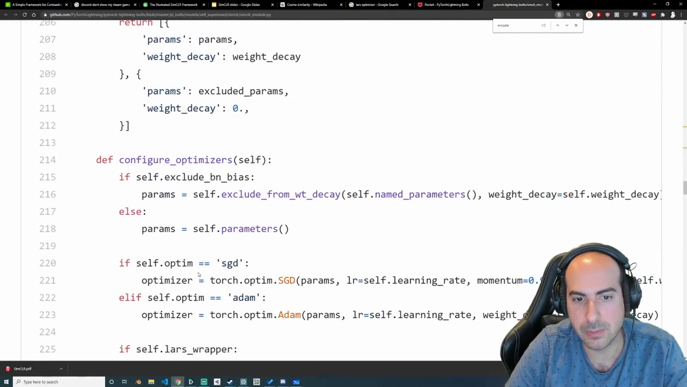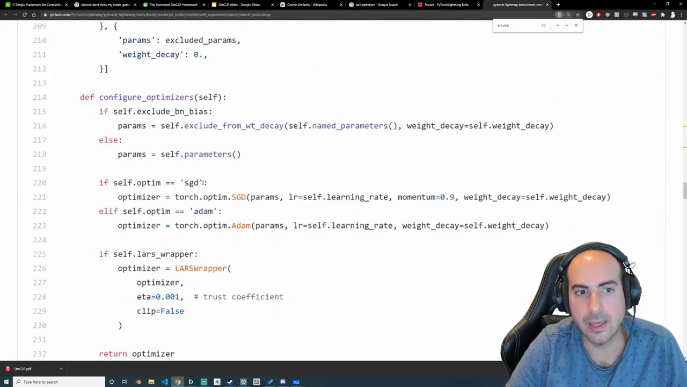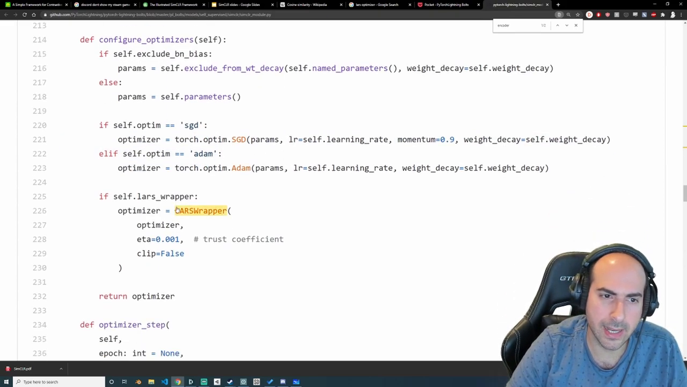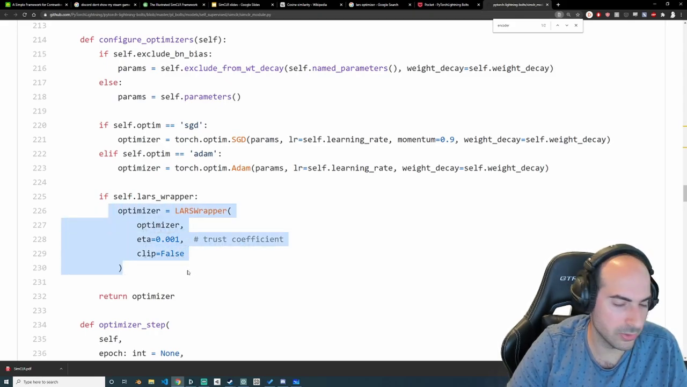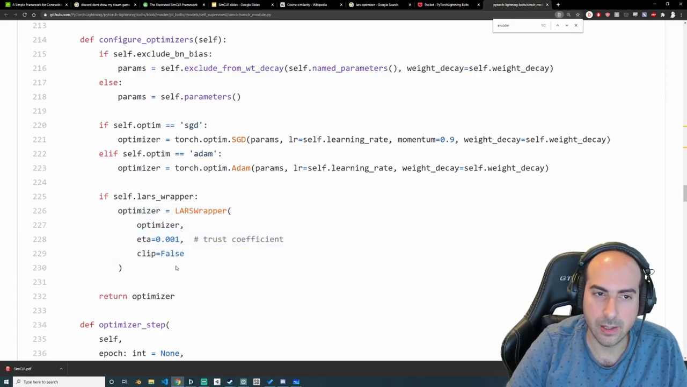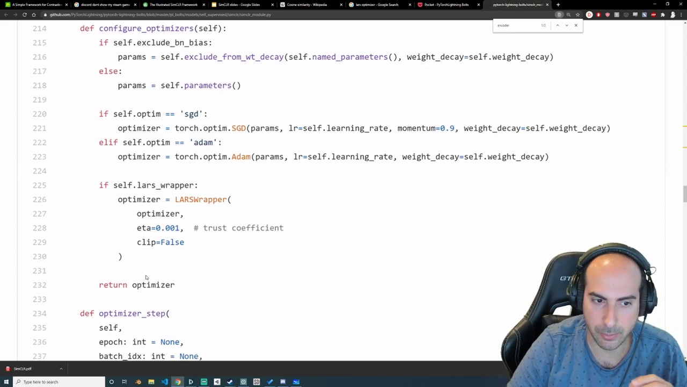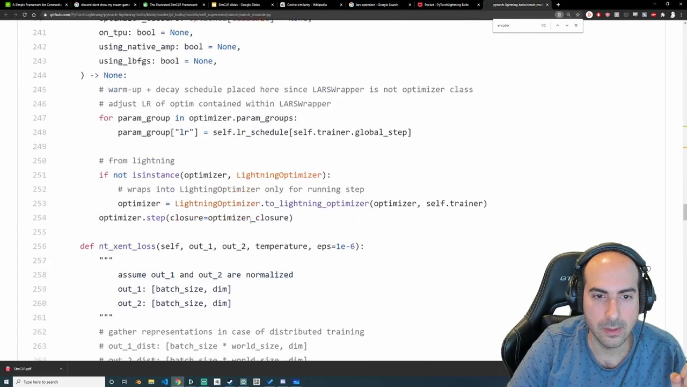The other stuff here seems to be more about, let's say, weight decay and the different kinds of optimizers that you could use. Do you want to use SGD? Do you want to use Adam? Do you want to use LARS? LARS is basically layer-wise adaptive, and this is useful for larger networks because a network is very sensitive to the way the first few layers are changed a lot more than the last few layers.